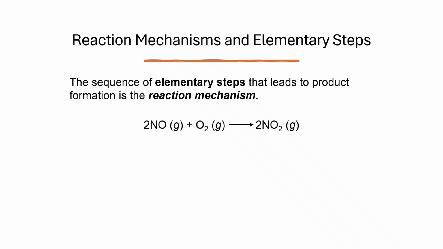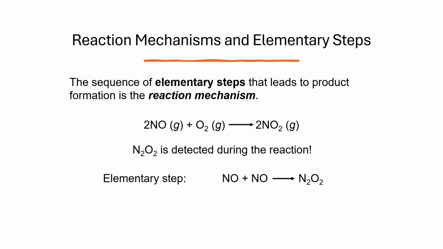Imagine, for example, we have the reaction before us here. And we might assume right off the bat that NO simply somehow collides with O2 and we get our product. This, however, turns out to be not true. The first clue to this being not true was that N2O2 was detected in the course of this reaction, meaning that something else must have been happening.